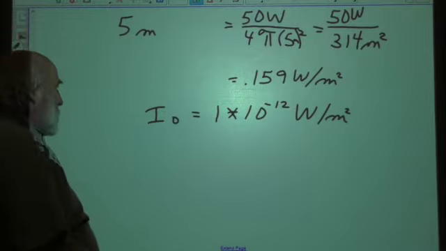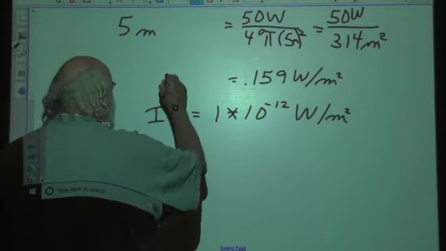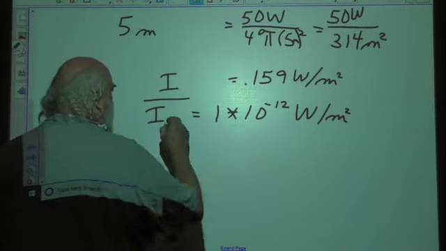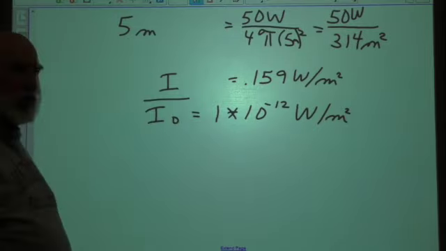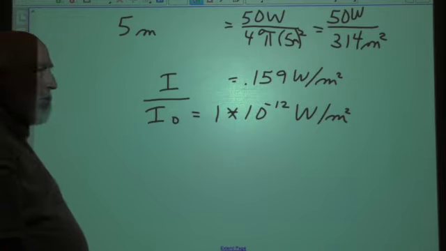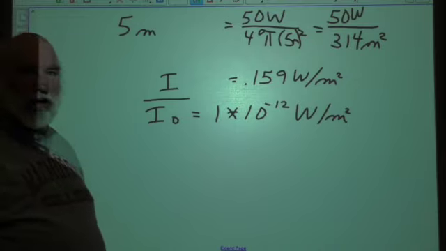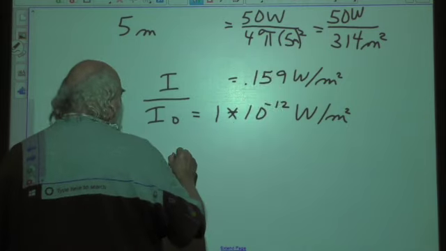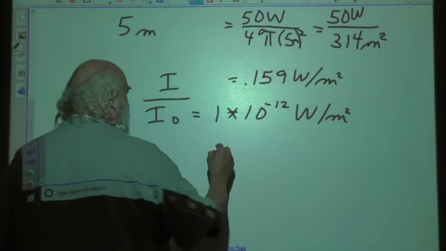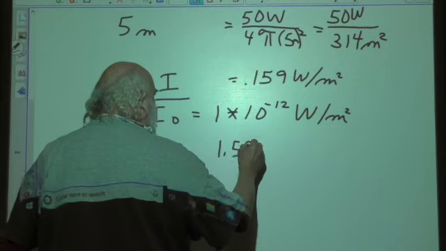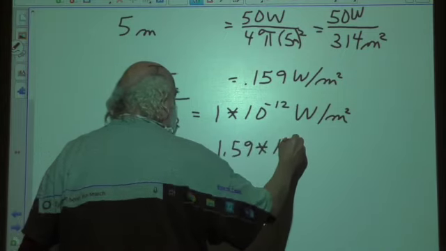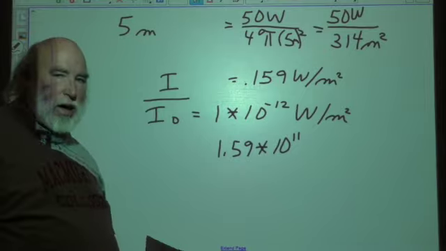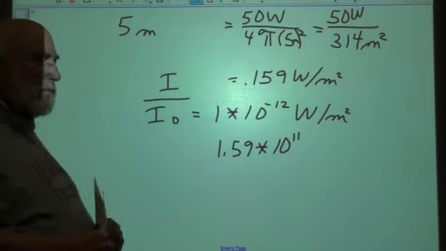So now this is the intensity right here, and we take that ratio, that is going to give us the values that we use in making this comparison. If I divide that out, I get an answer of 1.59 times 10 to the 11th. And the watts per square meter cancel out, so this is just a ratio that we are using here.